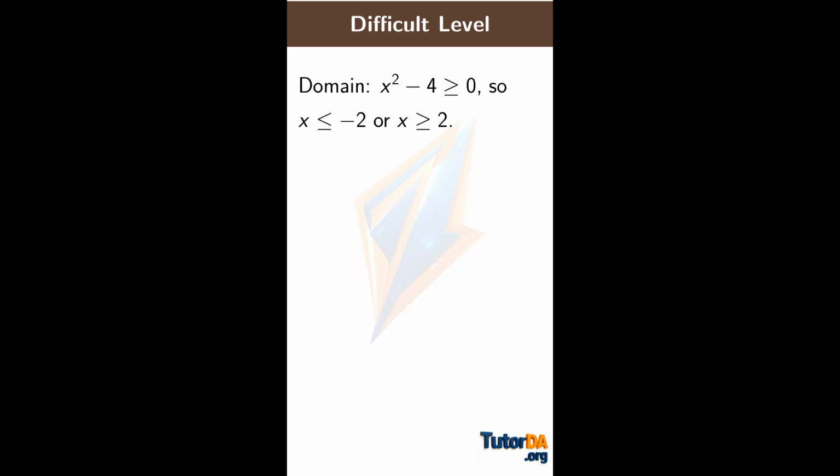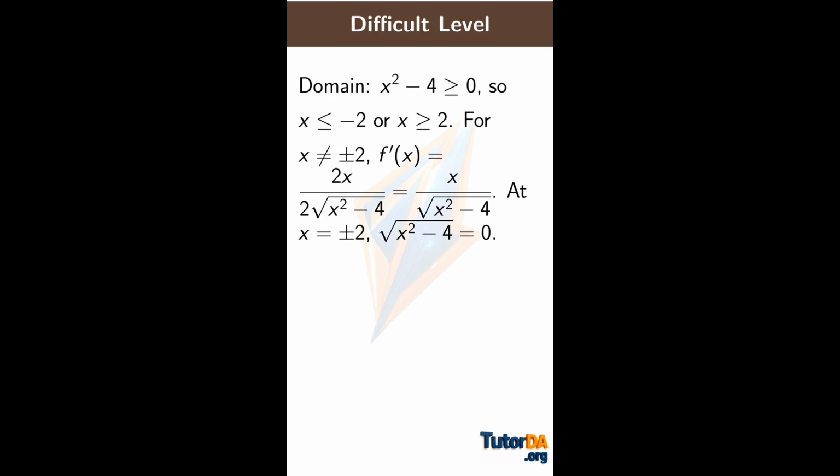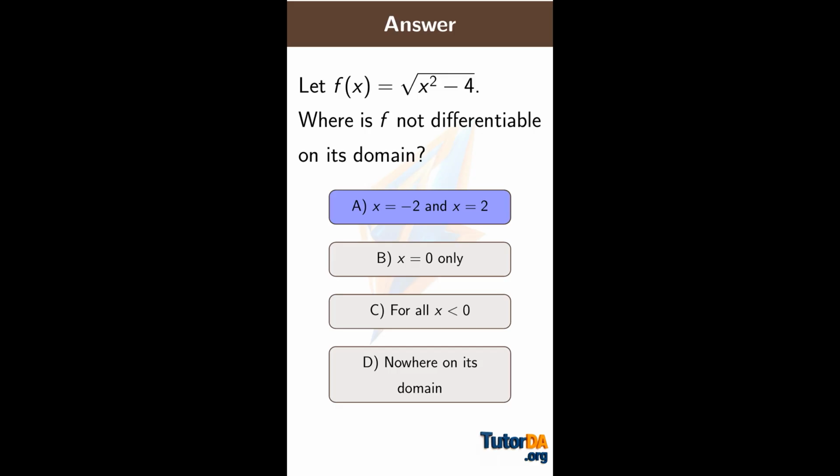Domain: x squared minus 4 is greater than or equal to 0, so x is less than or equal to minus 2 or x is greater than or equal to 2. For x not equal to plus or minus 2, f prime of x equals 2x over 2 the square root of x squared minus 4, which equals x over the square root of x squared minus 4. At x equals plus or minus 2, the square root of x squared minus 4 equals 0. Hence, the correct option is A, that is x equals minus 2 and x equals 2.